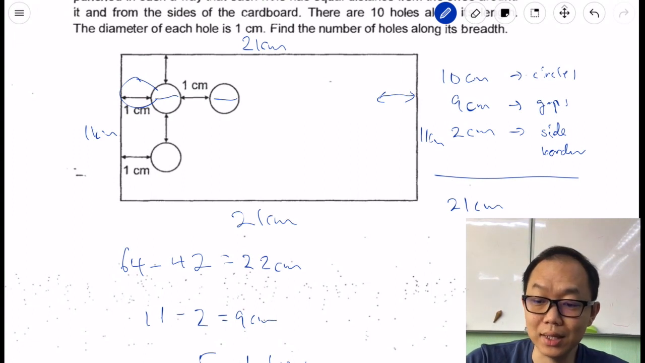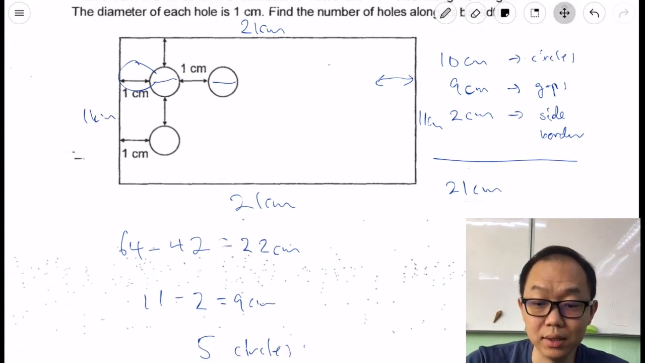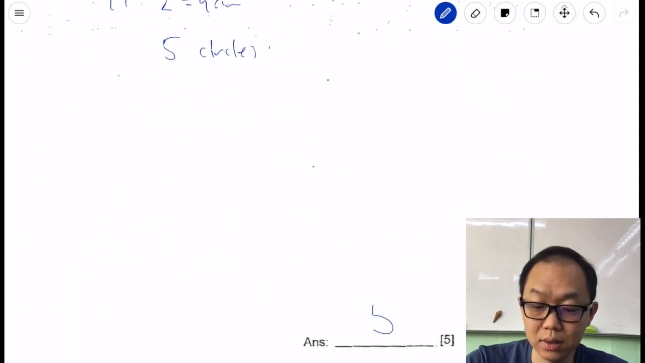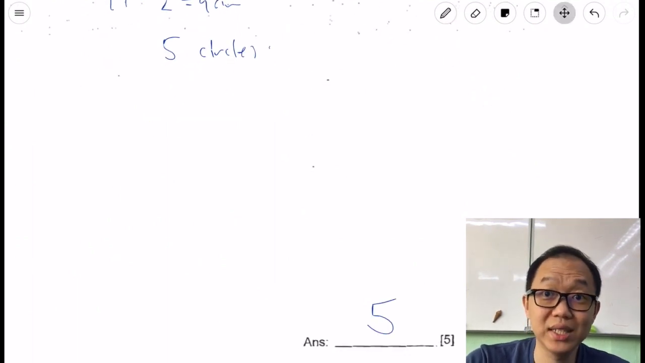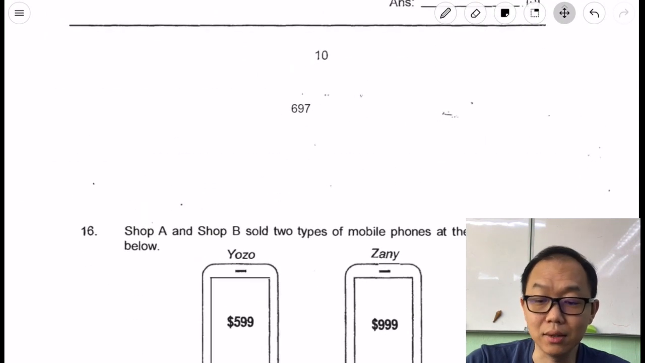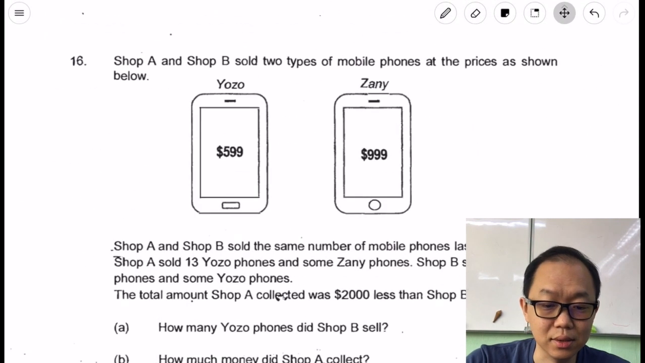Using the same idea, the answer is 5. Find the number of holes, so I'll just put 5. Well, that's 5 marks, pretty generous. Okay, next. I still don't know if I'm correct, but we just try. That's the best answer.